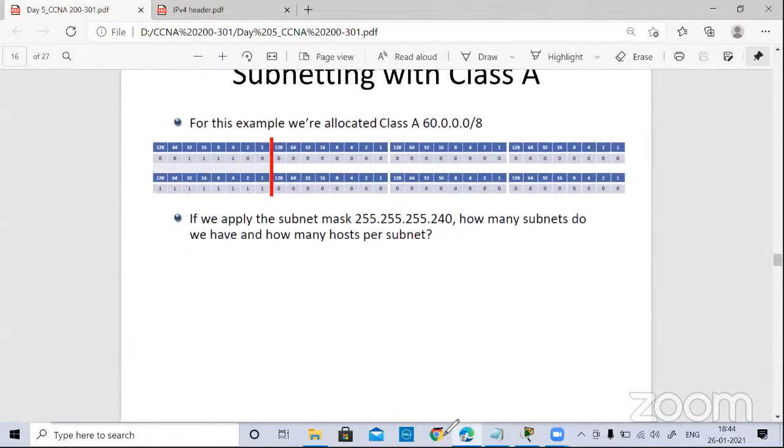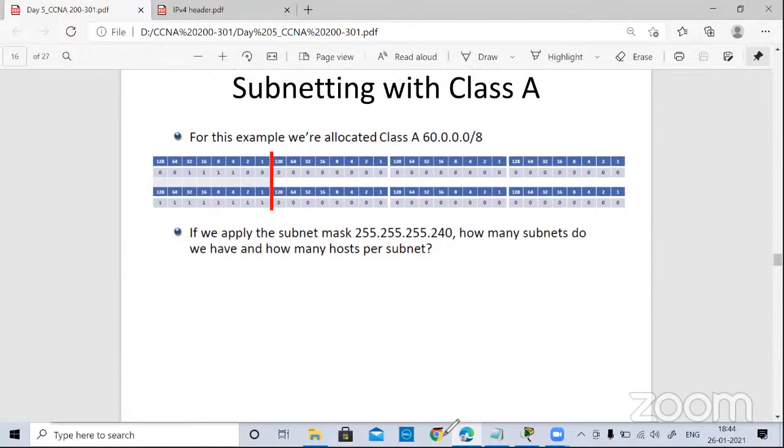Now this time I have given a class A address, 60.0.0.0/8, and we are applying a subnet mask of 255.255.255.240. We are asked how many subnets we have and how many hosts per subnet. So first tell me, what is the prefix mask for 255.255.255.240?